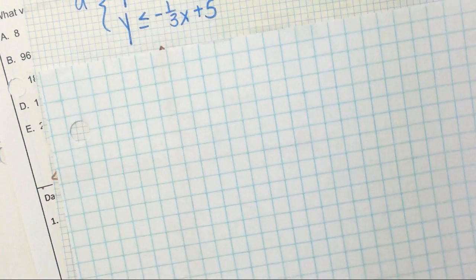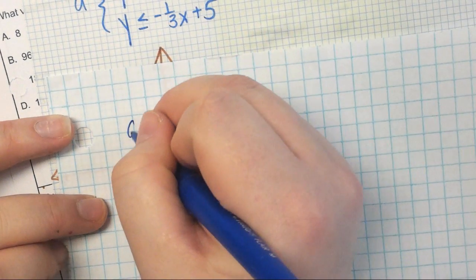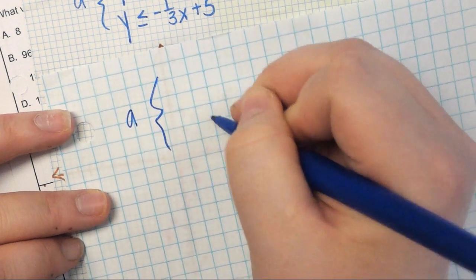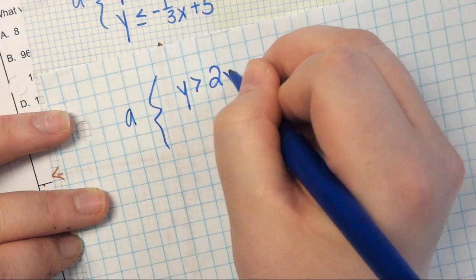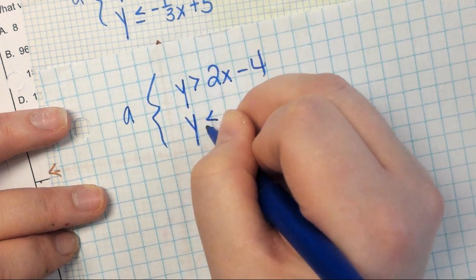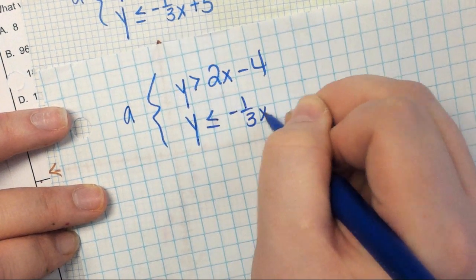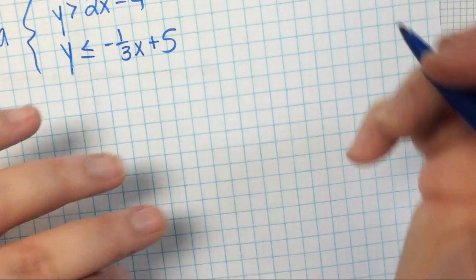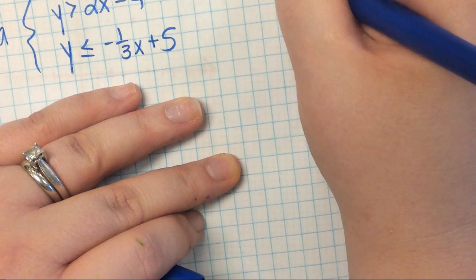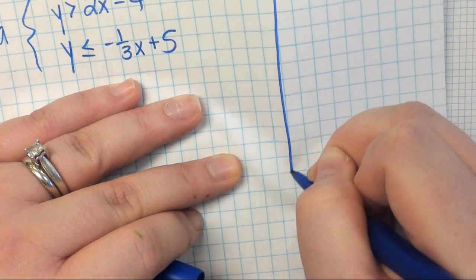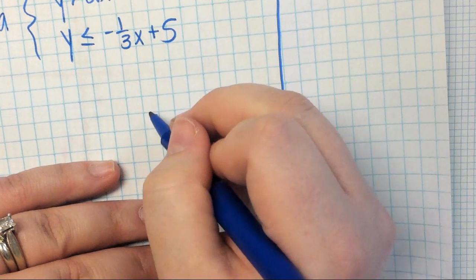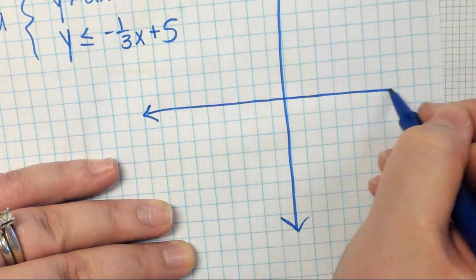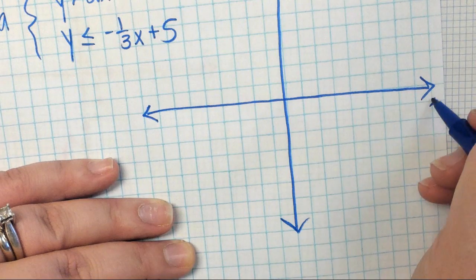I can't. So it's supposed to be y greater than 2x minus 4, y less than or equal to -1/3 x plus 5. I was graphing. And I was having a moment, but now I feel much better.